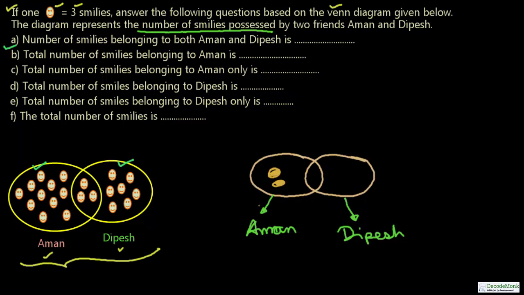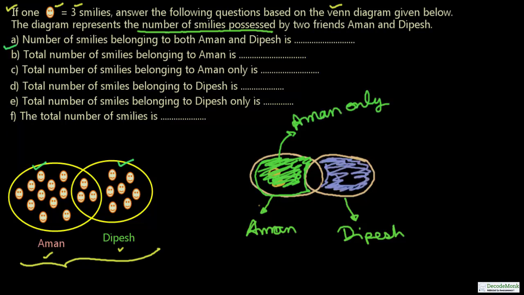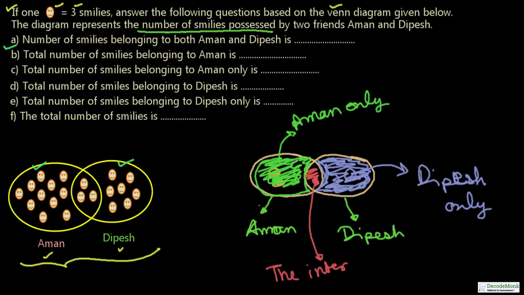So the total portion up till this border belongs to Aman only. This portion up till this border belongs to Dipesh only. And this portion where the two ovals intersect, the intersection area, this area belongs to both Aman and Dipesh.